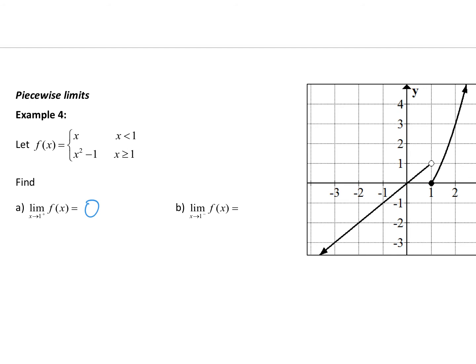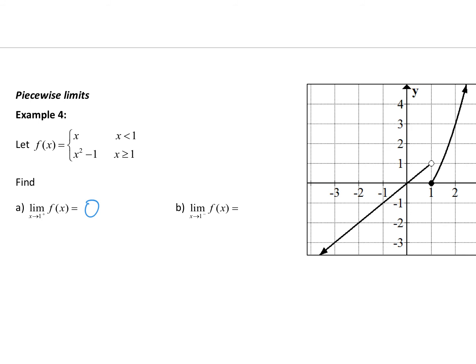Another way to think about it algebraically is, this is when x is bigger than 1. So I'm looking at this portion, using this function, and plugging in 1. 1 squared minus 1 is 0. So that's my answer. For part B, x is approaching 1 from the left. So I'm looking at this graph. Obviously, this graph goes to 1 as a height. So my limit is going to be 1.